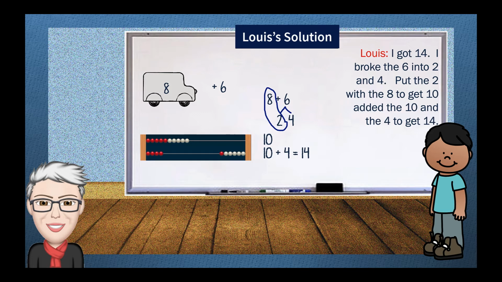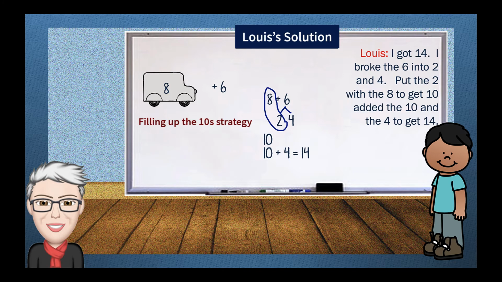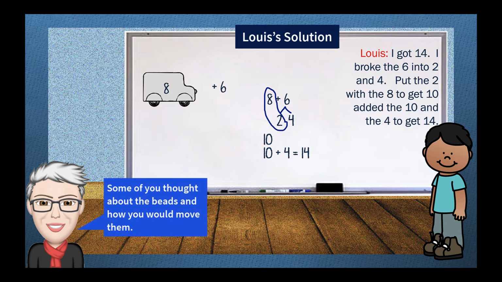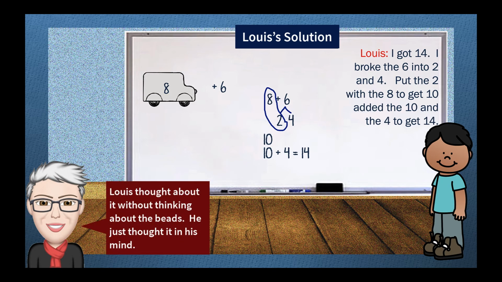In discussing this rack solution in part 2 of the sequence, we referred to this as the filling up the 10 strategy. Lewis's grouping strategy is a filling up the 10 strategy, but is no longer prompted by the visual aid of the rack. He now has the filling up the 10 strategy as part of his mental computational toolbox. The teacher might even remark, some of you might have thought about the beads and how you would move them. Lewis thought about it without thinking of the beads. He just thought it in his mind.